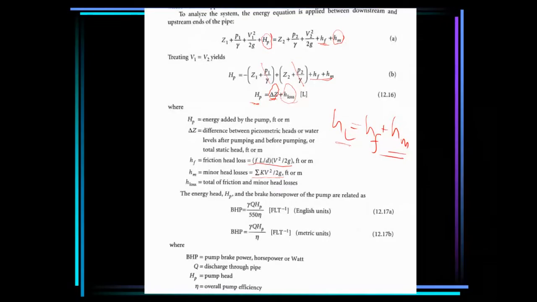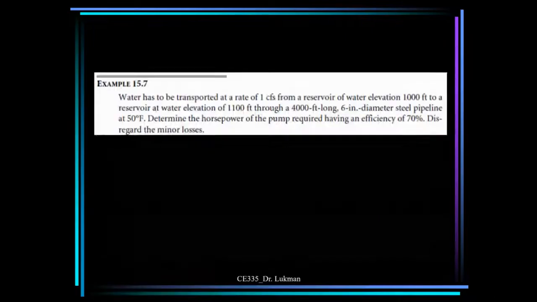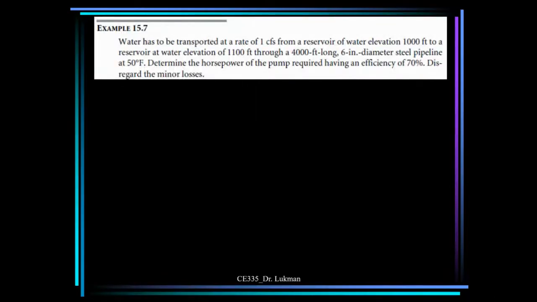Then the energy head, which is the pump head, is converted to power, the brake horsepower of the pump, using this formula: gamma Q HP over the efficiency. So this is the overall pump efficiency eta. We used this formula also in fluid mechanics, so it is similar to what we have. So let's take an example and apply it.